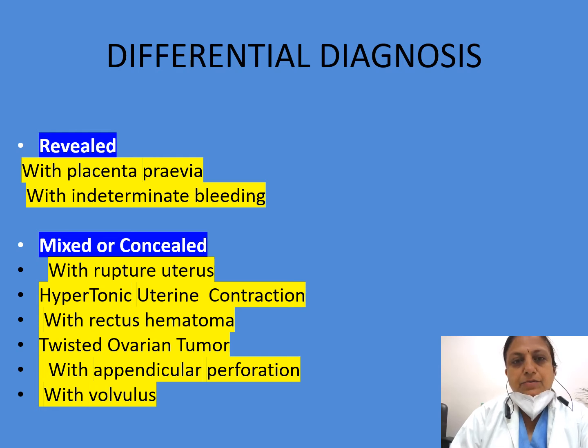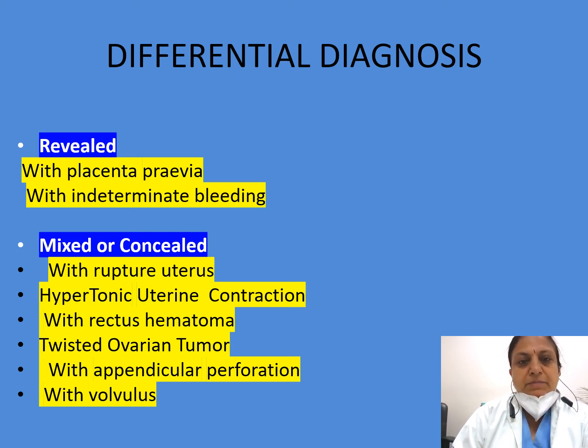The differential diagnosis in the revealed variety, the most common differential diagnosis is placenta previa with intermittent bleeding. In the mixed or the concealed variety, the differential diagnosis is with a ruptured uterus, hypertonic uterine contractions, rectus hematoma, twisted ovarian tumors, appendicular perforation, and volvulus. So these can be the possible differential diagnoses in the mixed variety or concealed variety of the abruptio.